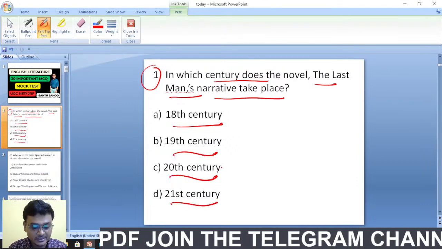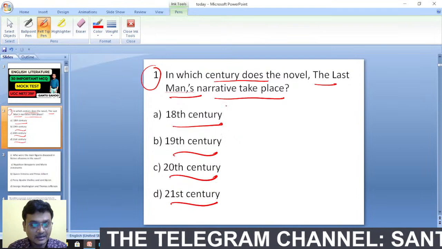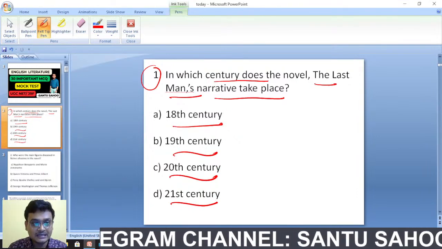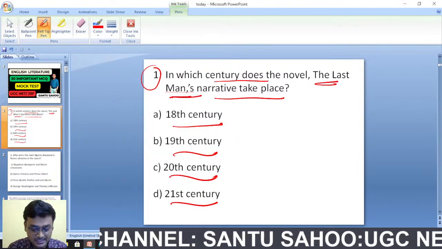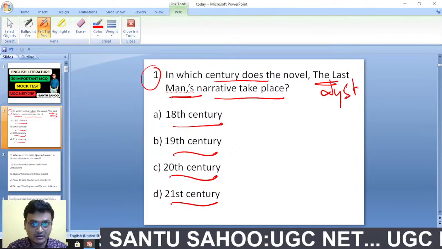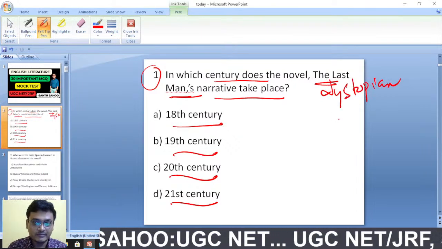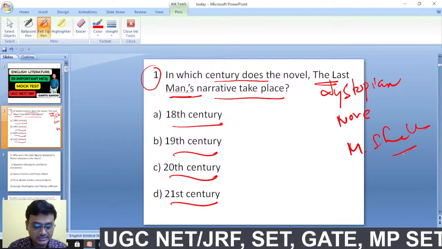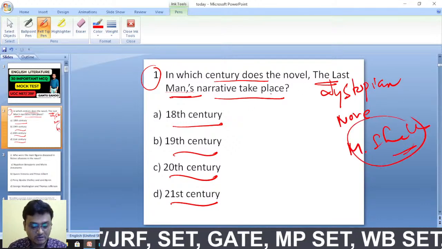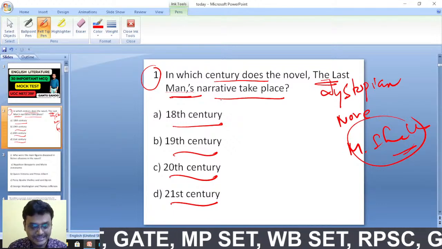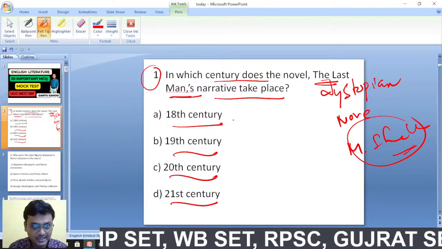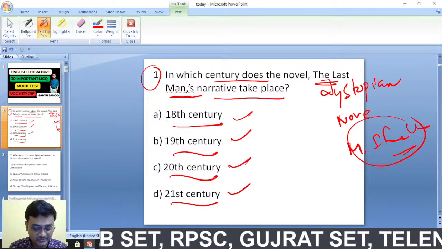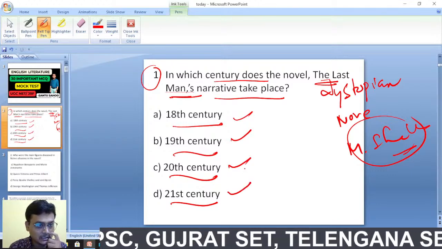In the YouTube community section as well as in the Telegram channel, I had shared that The Last Man is actually a dystopian novel. It's a dystopian novel by Mary Shelley. The narrative takes place in which century? 18th century, 19th century, 20th, 21st century. So what would be the right answer here?